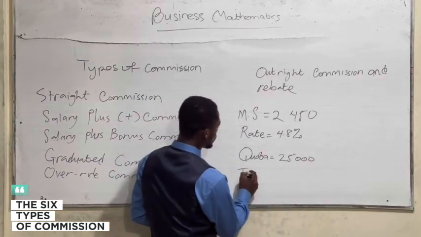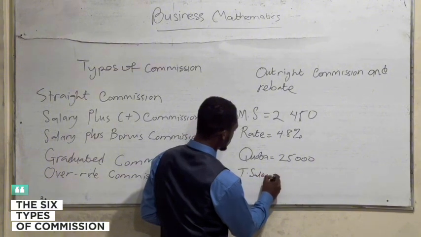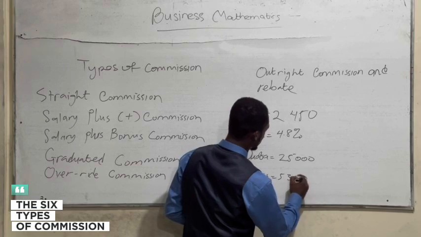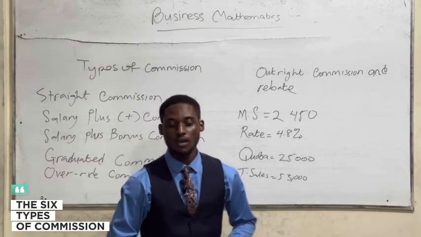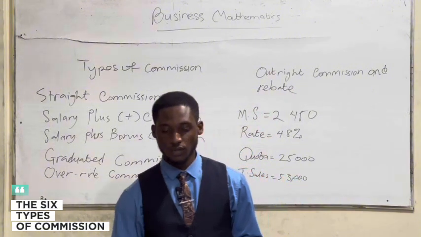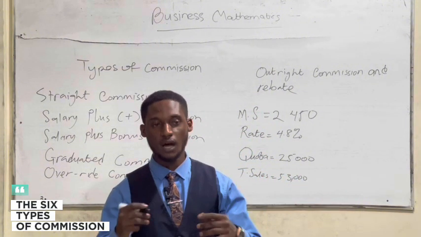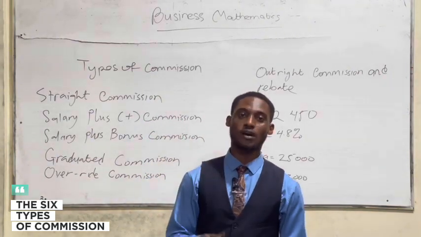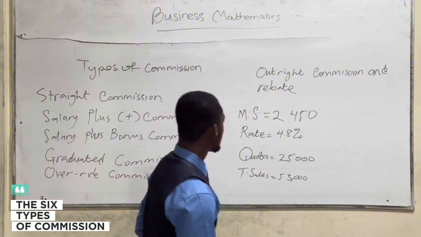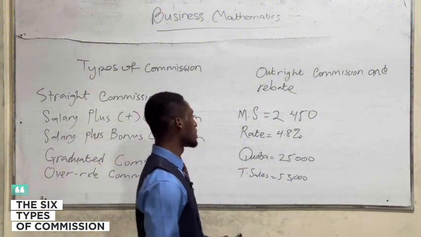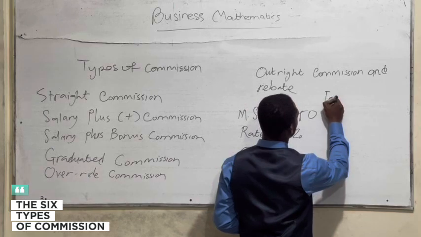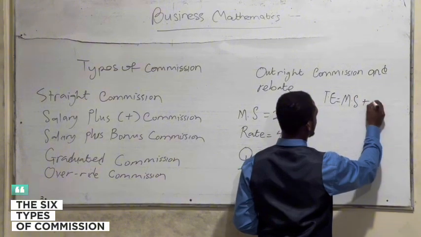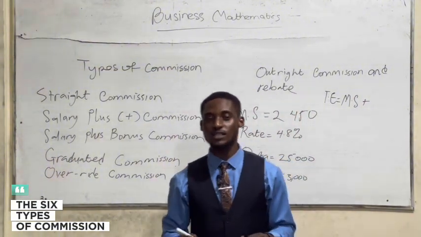So total sales. So here, what then do you do? The question says, what is his total earning if his total sales for the month is 63,000? So in this case, you are finding total earnings. The formula for finding total earnings is CE equals monthly salary plus commission.